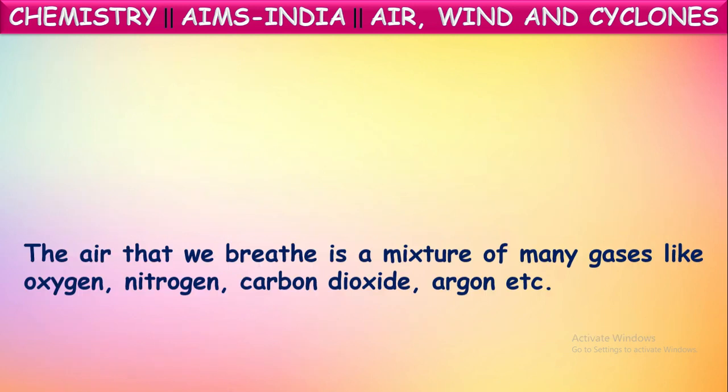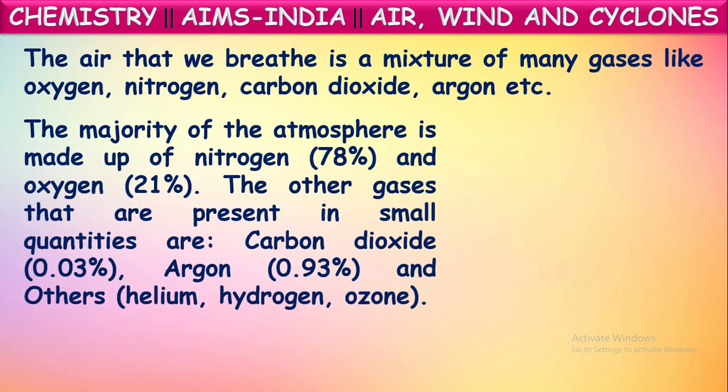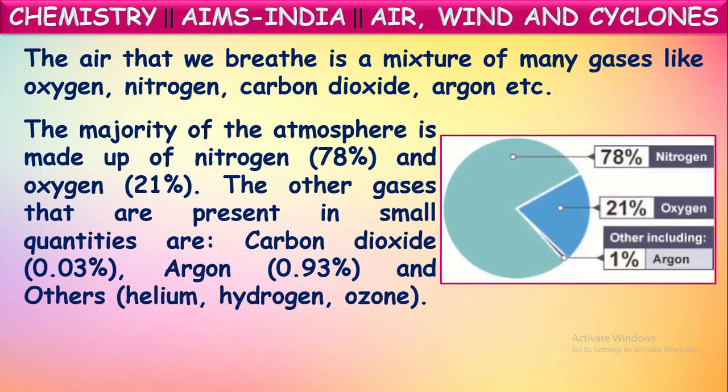What are those gases? Let us see here. The air that we breathe is a mixture of many gases like oxygen, nitrogen, carbon dioxide, argon, and water vapor. All these are present in the air. Out of these, the majority of the atmospheric air is made up of nitrogen and oxygen. These two exist in large quantity. Nitrogen is available in the atmospheric air at around 78% by volume. The next one is oxygen, which is available at around 21% by volume in the whole atmospheric air. So these two are the major gases, and the major composition of the atmospheric air is because of nitrogen and oxygen.